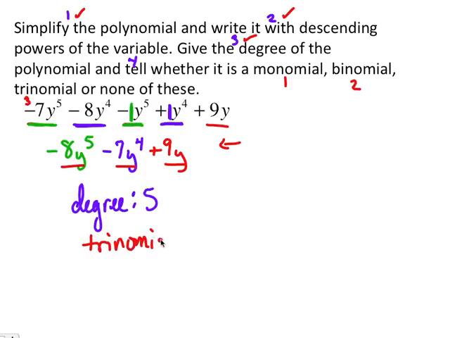And for the none of these option, it's if you have more than 3. So if you had 4 terms, 4 pieces added together, that would be when you'd say none of these. But ours is degree 5 and it is a trinomial.